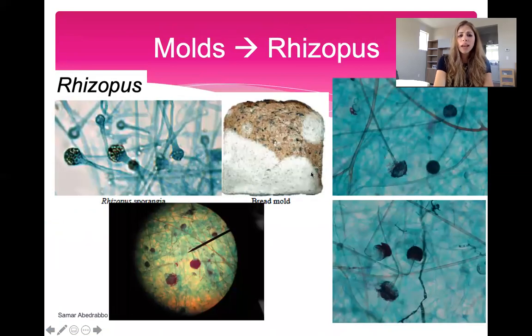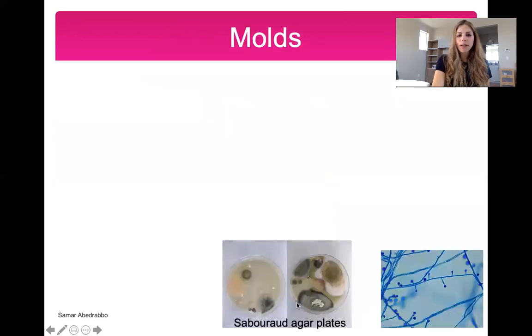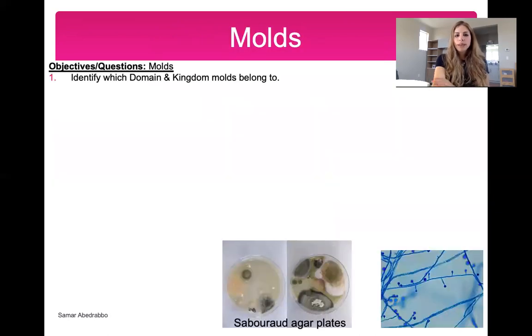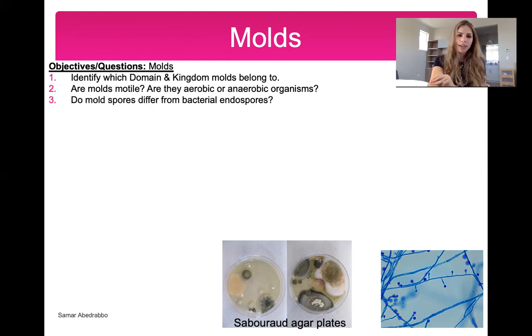Here's Rhizopus. Rhizopus is a mold that typically causes bread mold. So when you see mold on your bread, this is the mold species that's causing it. This is what this organism looks like under the microscope. And what I want everyone to know is the domain and kingdom that molds belong to. Again, they're domain Eukarya, kingdom Fungi. We talked about them. Molds are non-motile and they're very aerobic organisms. They differ from bacterial endospores. They're not nearly as resistant.